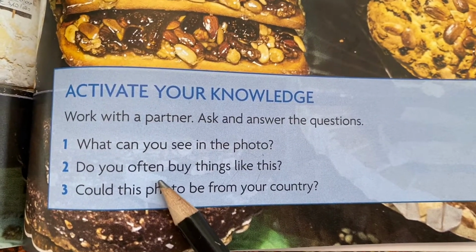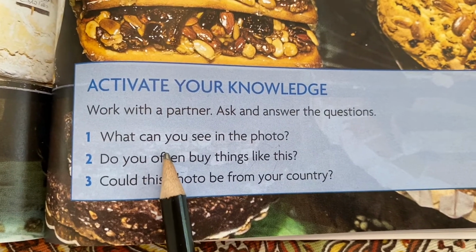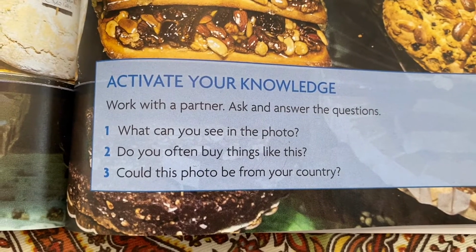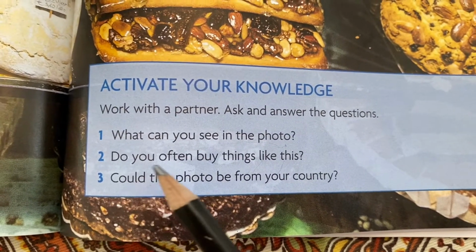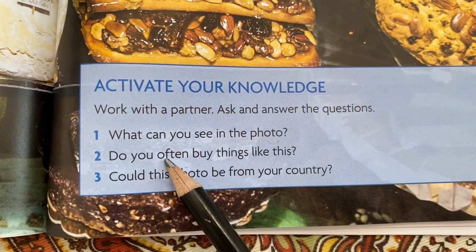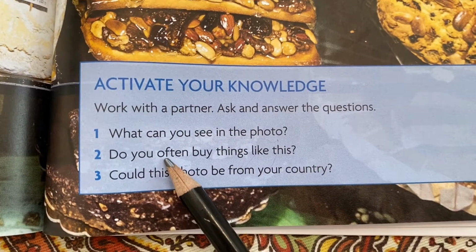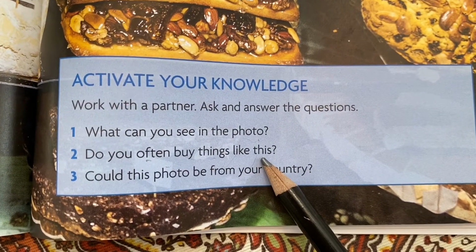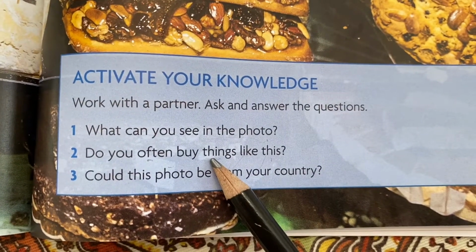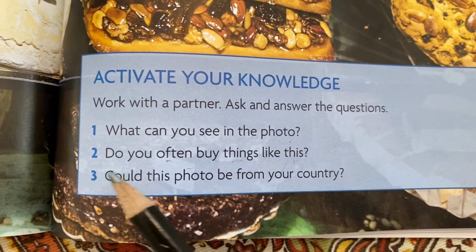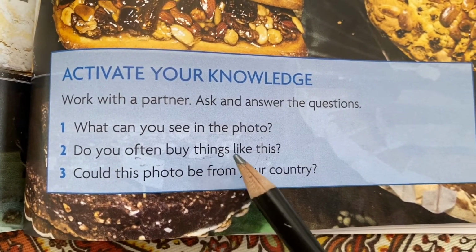Number 2, do you often buy things like this? In often, the T is silent. Often. Often. Let's practice the rhythm of English that we've been talking about. What are the important words in this question that you need to stress? Probably often, because it's narrowing down when it occurs. And I'll emphasize things. And also this. Work on your TH pronunciation. Things, voiceless. This, voiced.